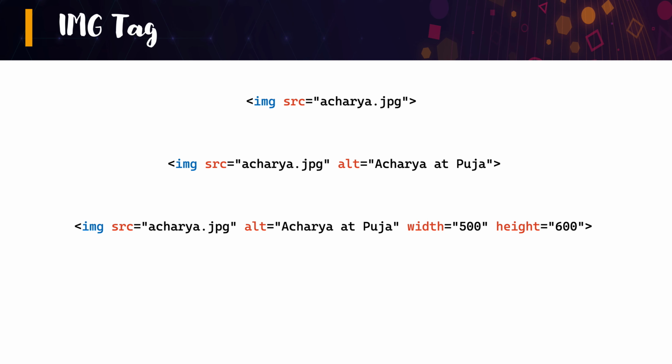Then I have a slightly more involved example. It's trying to show the same picture, acharya.jpg. It has the alt text also, but here you have two new attributes, width and height. What happens if we specify these and what happens if we don't specify these? If we don't specify them, then the picture, whatever is coming from the server back to the browser, has a certain height and a width. It may be too big, it may be too small. A browser makes best efforts to show the picture in its original size.